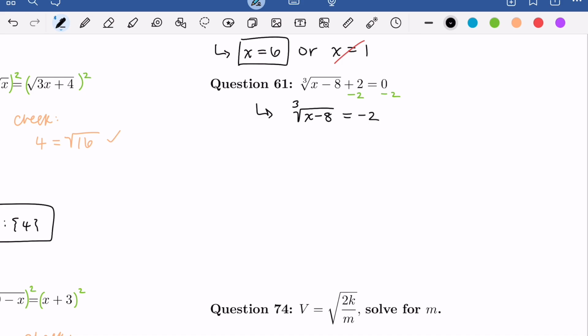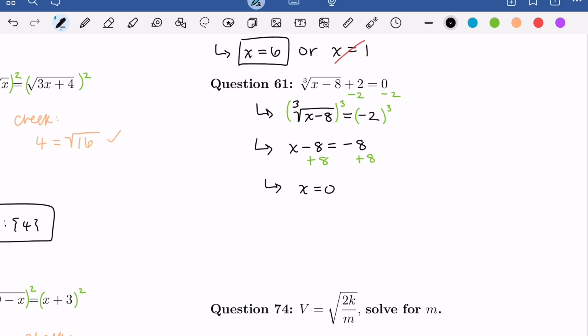And so we're left with this. So in order to get rid of this third root, we're going to cube both sides of our equation here. So we're going to get x minus 8 is equal to negative 2 cubed, which we know is the same thing as negative 8. Now solving for x, we're just going to add 8 on both sides of our equation. So x is equal to 0.